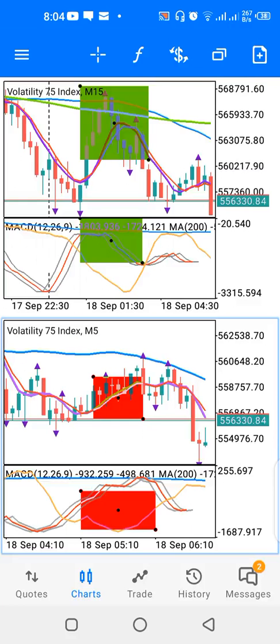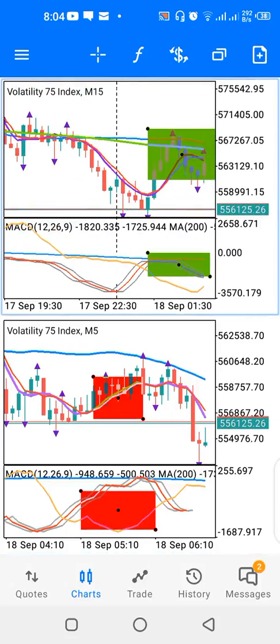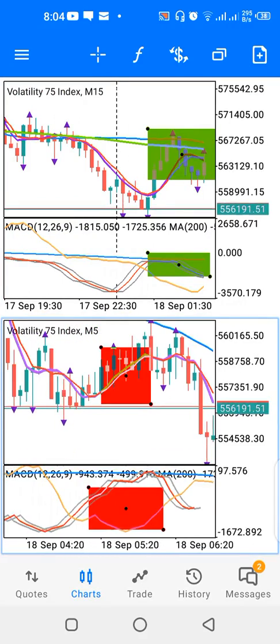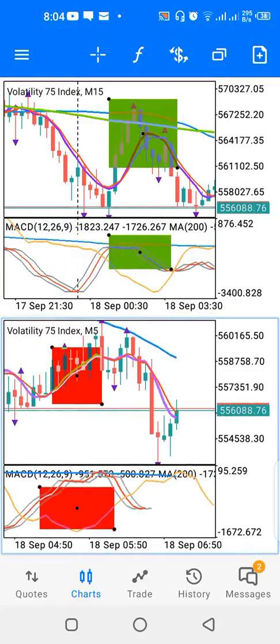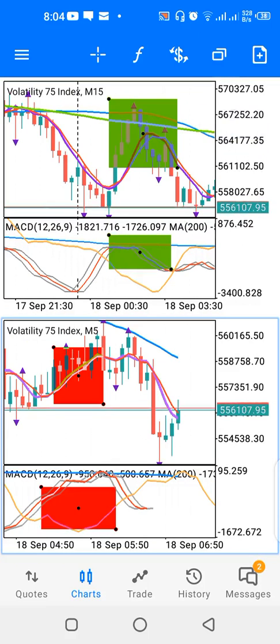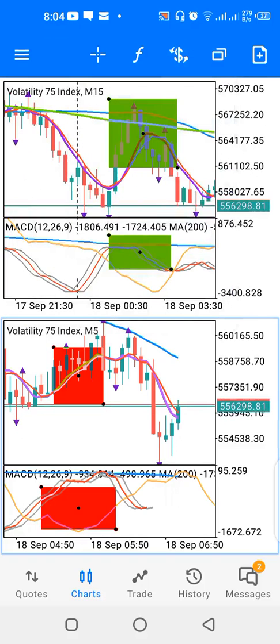The difference is that the upper window is the 15 minutes time frame, while the lower window is the 5 minutes time frame. How do you divide your MT5 screen into two, to have an upper window of 15 minutes and a lower window of 5 minutes? Just come to this particular icon here, Window. You press on it, and then you can divide it into two windows or reduce it to one window. You can even tile it, horizontally or vertically. So that's the way you can do it.